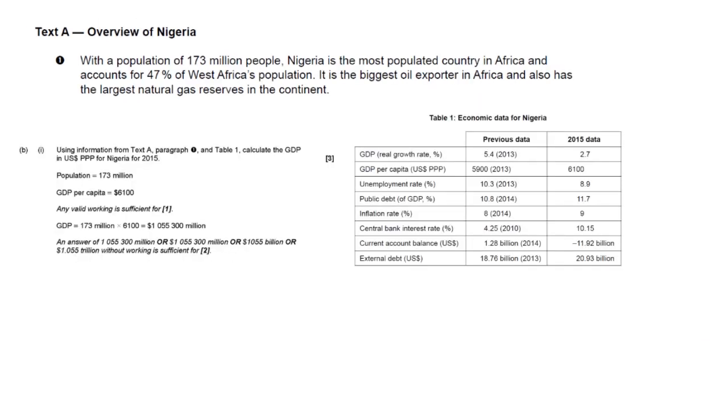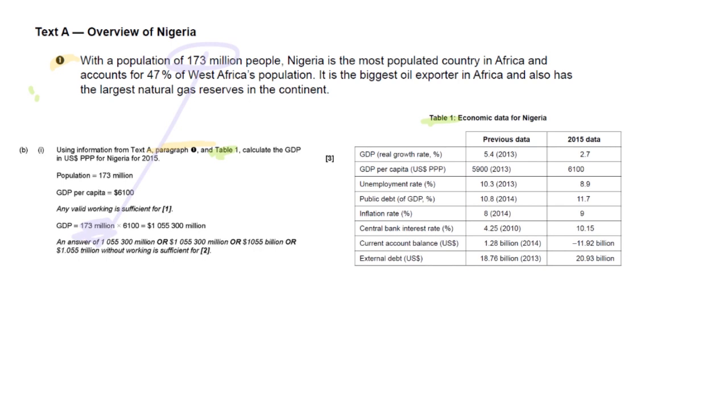Now for B1, this is a very straightforward question. We have to make use of the information from paragraph 1, in the yellow color, and also in the pale green color for table 1. We have to make use of these two tables to compile the GDP in US PPP for Nigeria. So let's grab some data. First of all, let's take a look at paragraph 1. What do we have? We have the number of people, 173 million people.